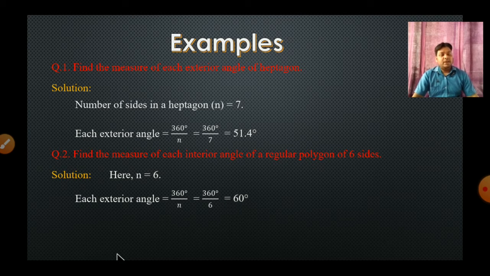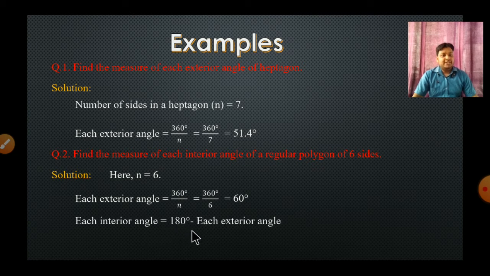Now, we will apply the interior angle formula. Each interior angle is equal to 180 degree minus each exterior angle. Now we put the value, and we get 120 degree as each interior angle of this polygon. Okay, students. So, I hope that you have understood these questions. Now, let's see another question.